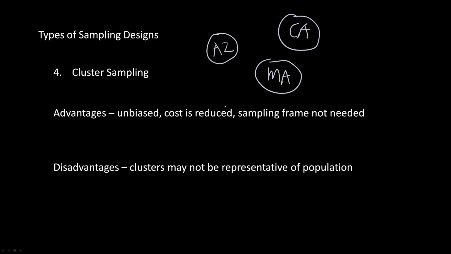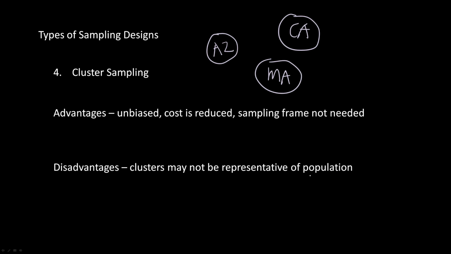But also the cost is reduced because you no longer have to sample everyone from the United States, or, for example, a minimum amount of people, like 10 people from each state, which can be pretty costly. And you also don't need a sampling frame here because you're only sampling people from one cluster of your entire cluster sample. But one of the biggest disadvantages is that cluster sampling may not be representative of the population.